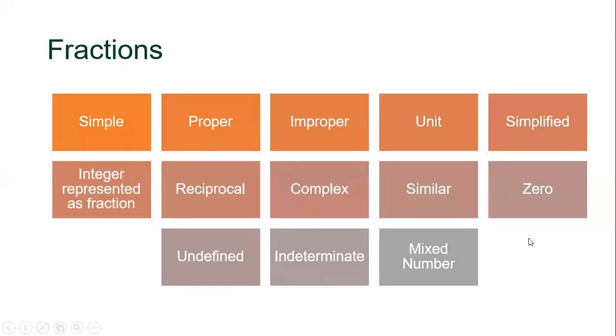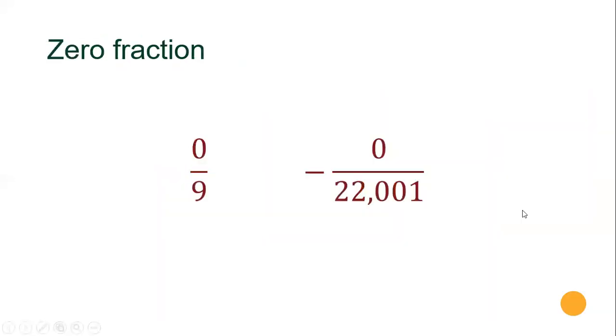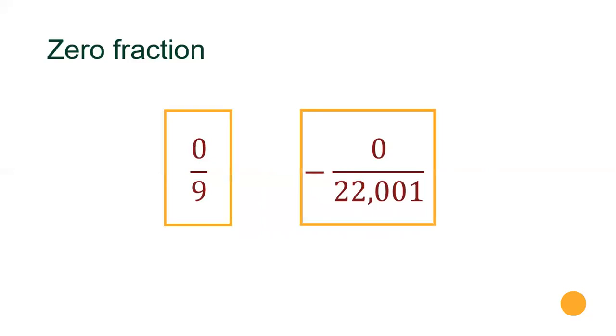Now let's go to zero fraction. A zero fraction is a fraction in which the numerator is 0, and a zero fraction is equal to 0. Examples: 0 over 9, negative 0 over 22,001. So these fractions are equal to 0.